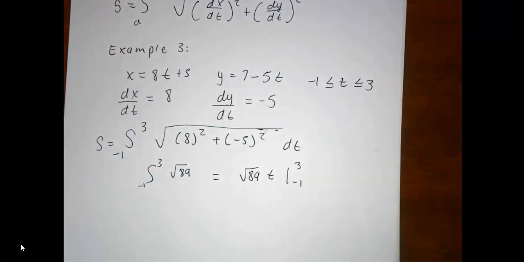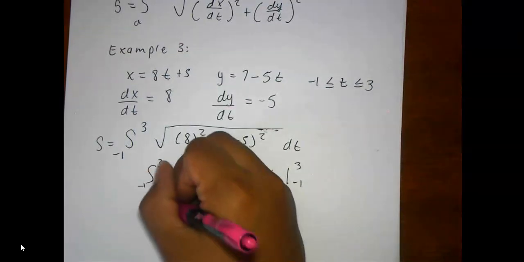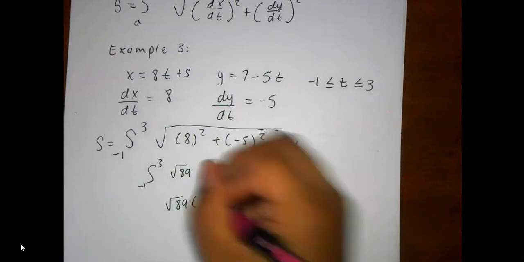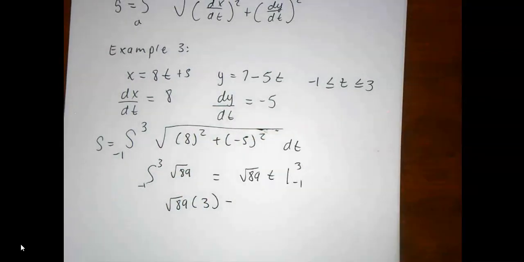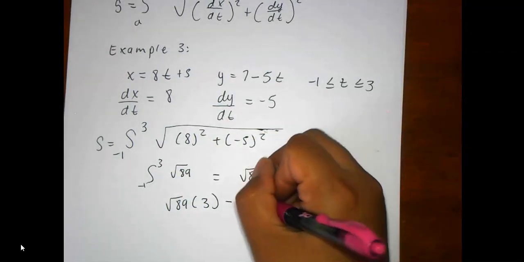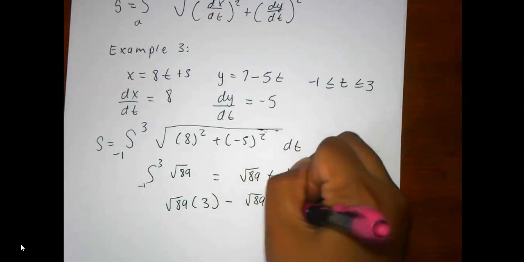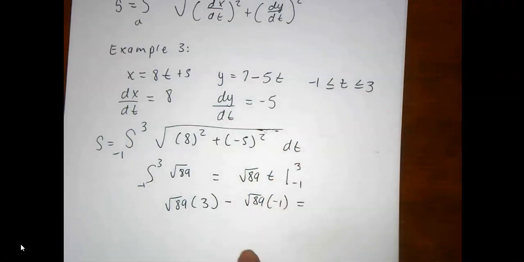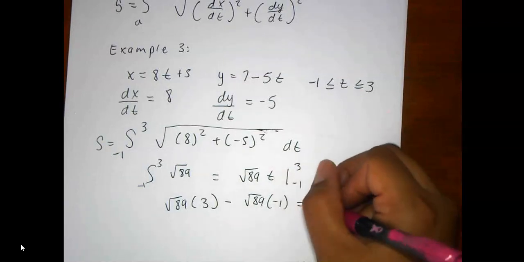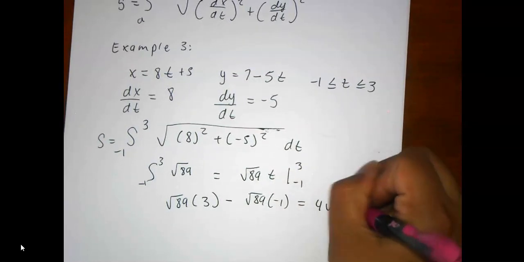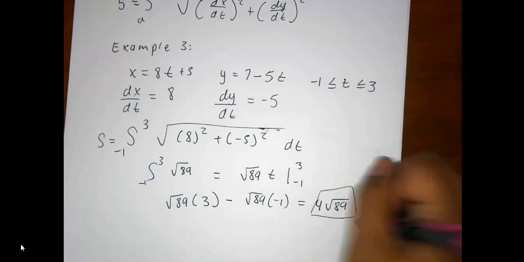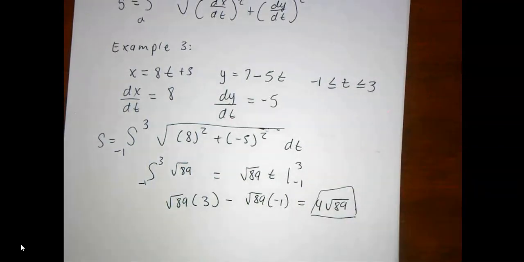So remember, we put in the top, which is going to be the square root of 89 times 3, minus the square root of 89 times -1. Negative becomes a positive, so it becomes 4 square root of 89. That would be my answer. WebWork is going to ask you to round, so you just get your calculator, put that in the calculator and round to as many decimals as they want you to round. Okay?